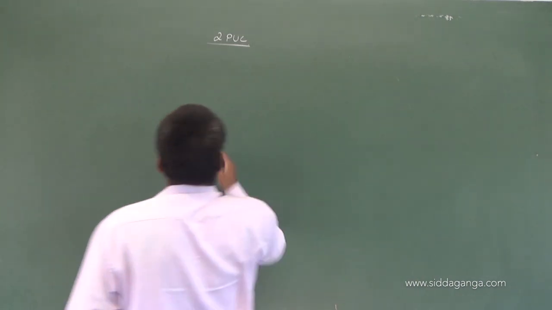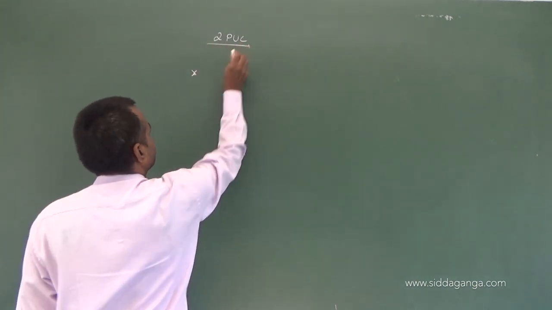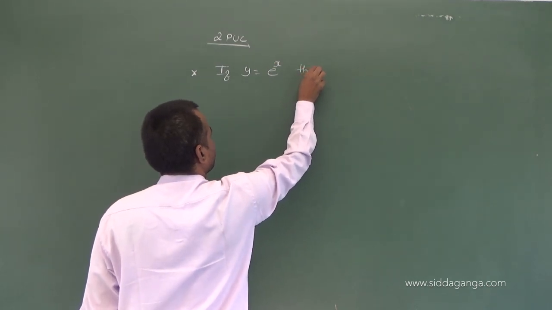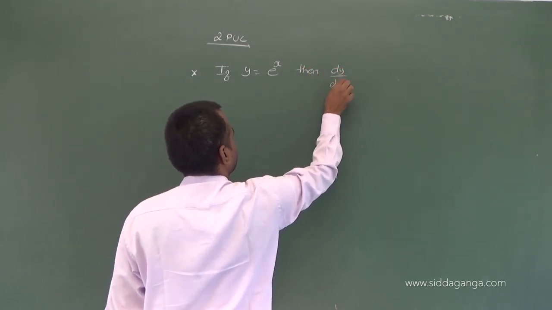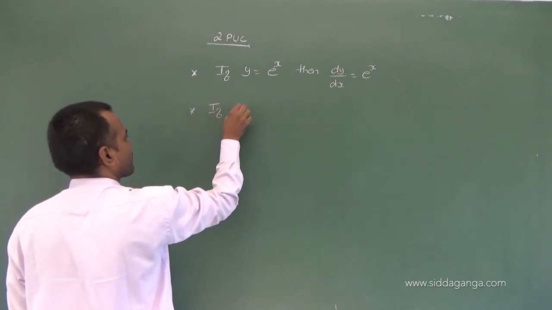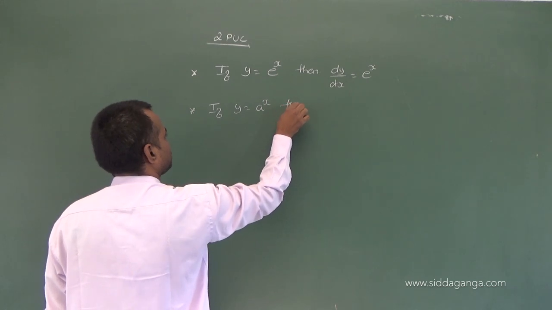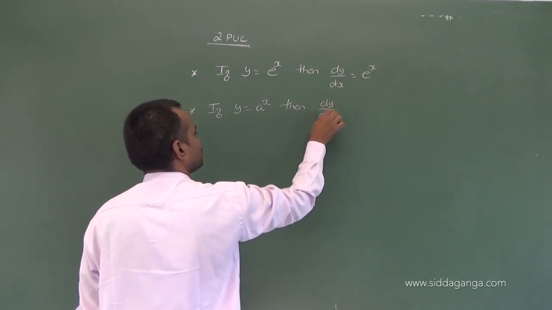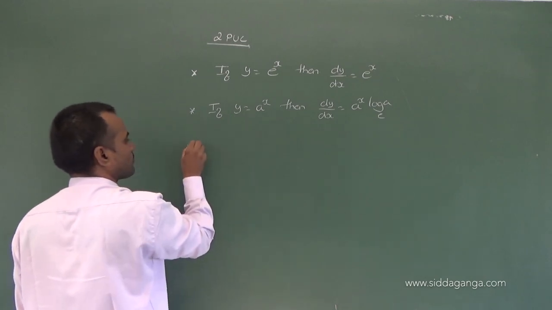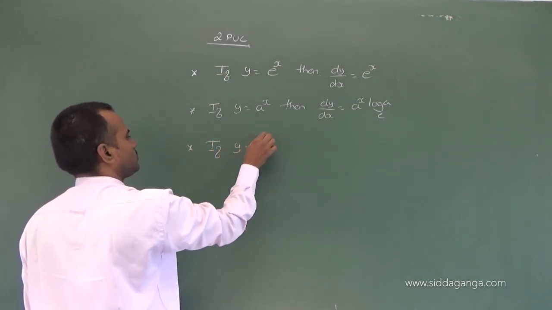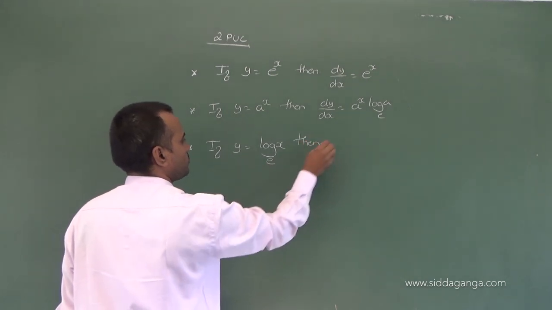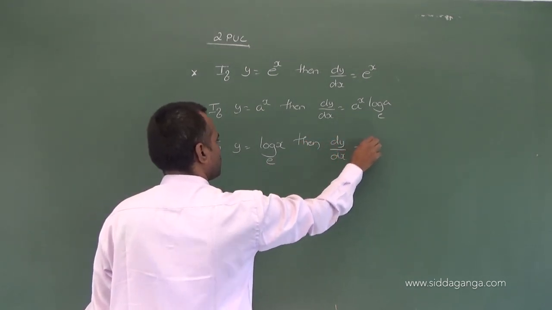See, observe here. So three formulas I discuss. First one is, if y is equal to e to the power x, then dy by dx is e power x. If y is equal to a power x, then dy by dx is a power x into log a to the base e. If y is equal to log x to the base e, base must be e only, okay, then dy by dx is 1 by x.